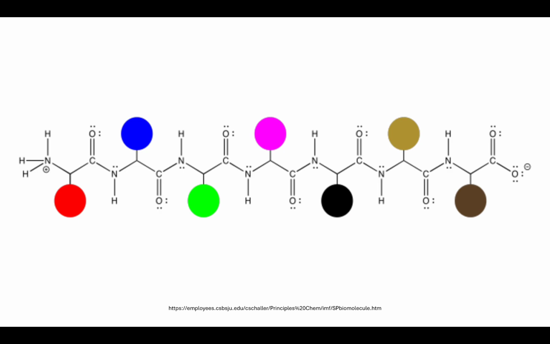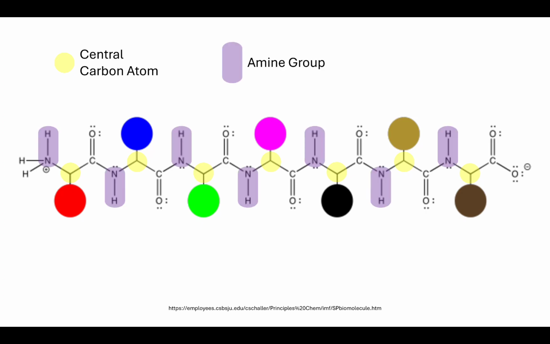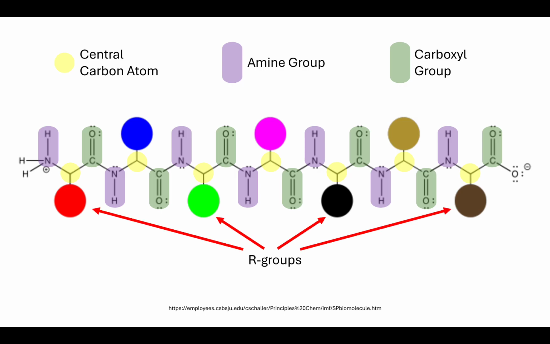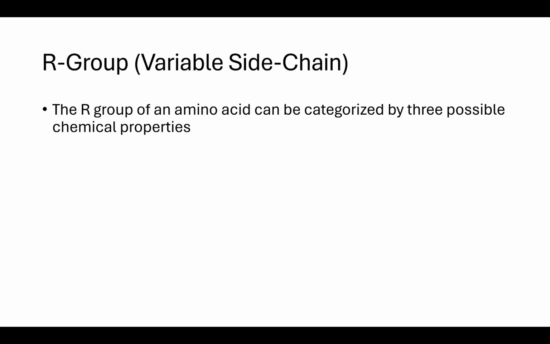Just to look at a longer peptide chain, I wanted to show you how you can see the individual amino acids in here. So I've highlighted here the central carbon atoms. Then these are the amine groups. And then these are the carboxyl groups. And then these are just basic generic representations of R groups, which would be different for each amino acid. Because as we look at protein structure, we're going to start zooming out and not focusing as much on what's on the individual amino acids until, well, we'll get there, but let's first talk about the side chains because the R groups are going to be very important.